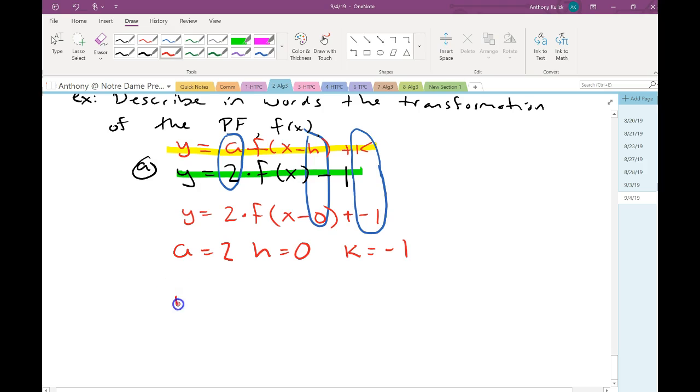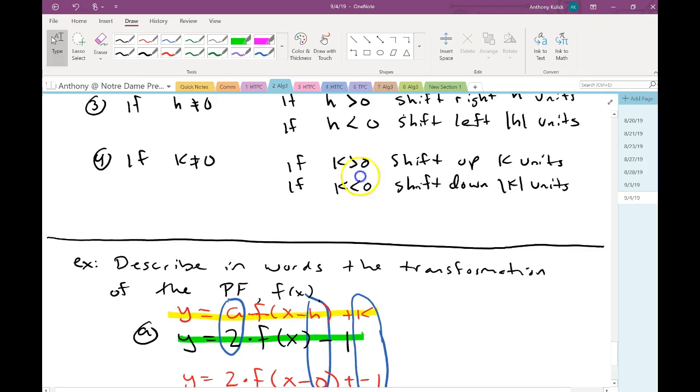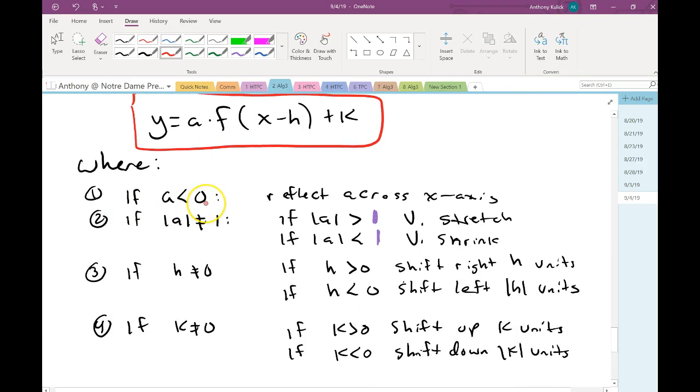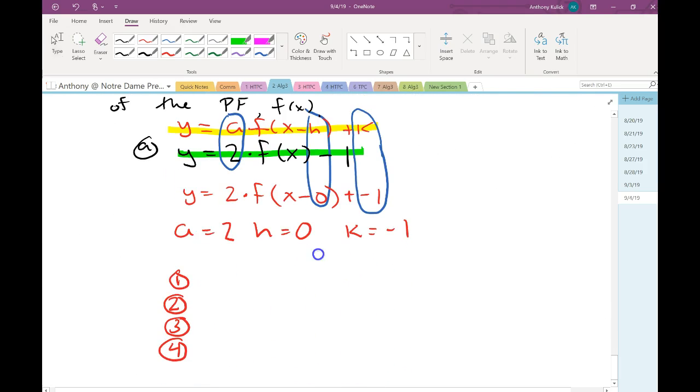Okay. So what I'm going to do then is number 1 through 4, and I'm going to use that set of criteria that we just wrote down to see if any of those transformations occur. So if I go back and look at number 1, it says if A is less than 0. What is our A in this case? 2. So A is definitely not less than 0. So is anything going to happen in number 1? No. So I'm just going to put a dash there to show that nothing happens.